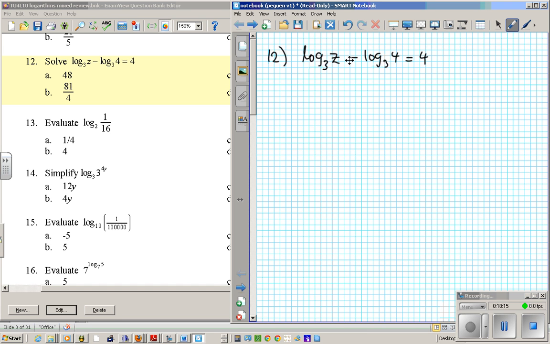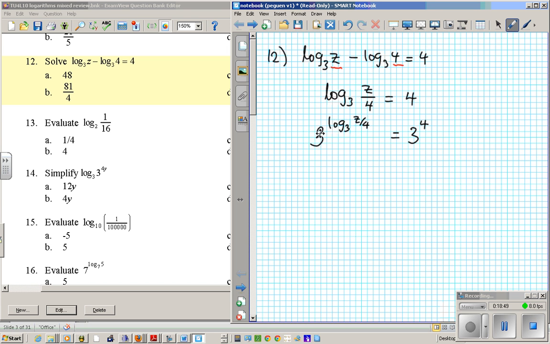Now, the bases are the same. Minus in the log world is the same as dividing the numbers. So we're going to have log base 3 of z divided by 4 equals 4. You divide these two numbers because you subtracted your logs. Now to get rid of the log base 3, you put a big 3 on the left and a big 3 on the right, exponentiating both sides: little log base 3 of z over 4, and then little 4 over here.